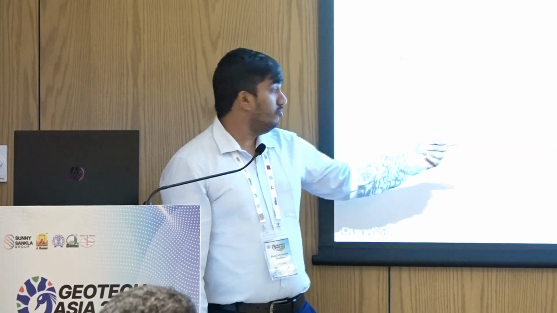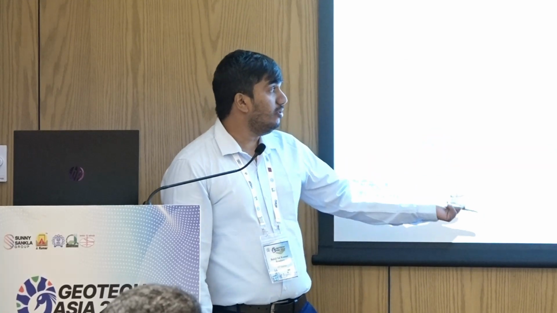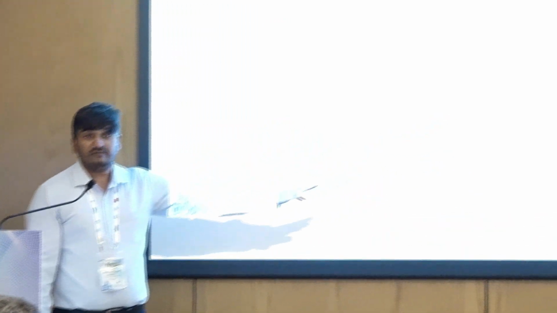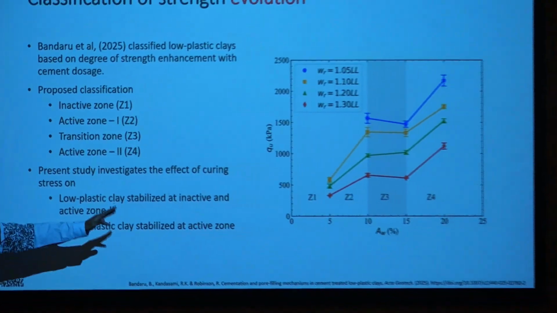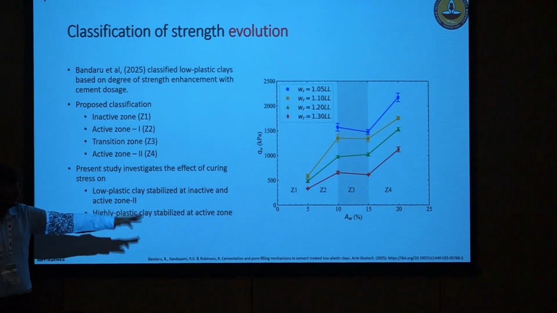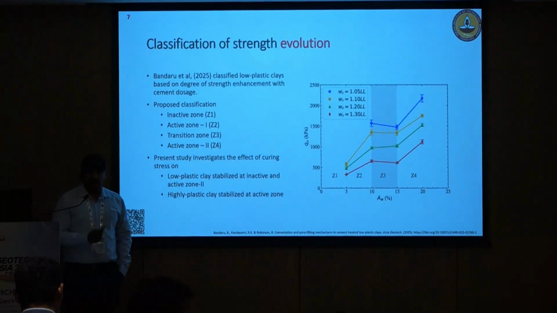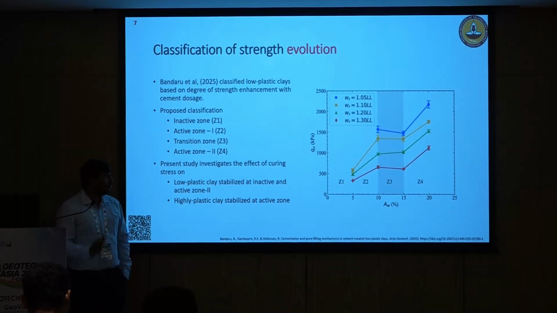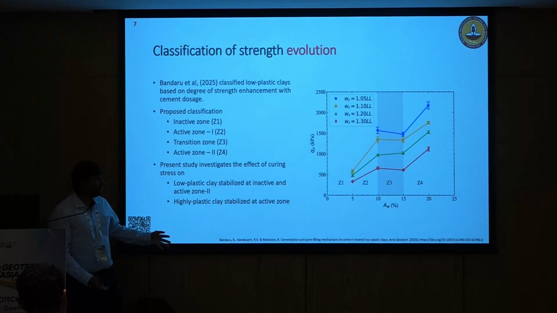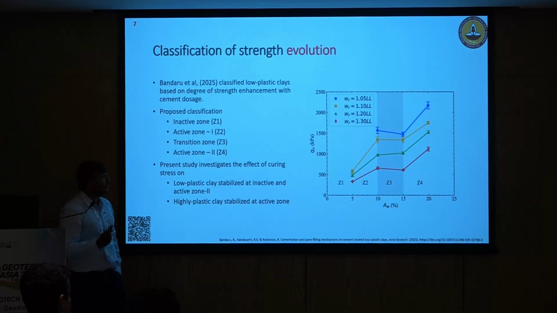Now, first we have to understand how this paper is going to work. If you want to go through this mechanism, this was published in Acta, you can check it out. In my previous study, we classified the cement stabilized clays into 4 different zones. Now, we are going to take the soil stabilized in zone 1 and soil stabilized in zone 4, and study how the curing stress impacts the mechanical behavior in these 2 zones. We are also going to check the behavior in highly plastic clays stabilized in the active zone. These zones are classified, and I will not go into detail. You can check this paper and download it here.